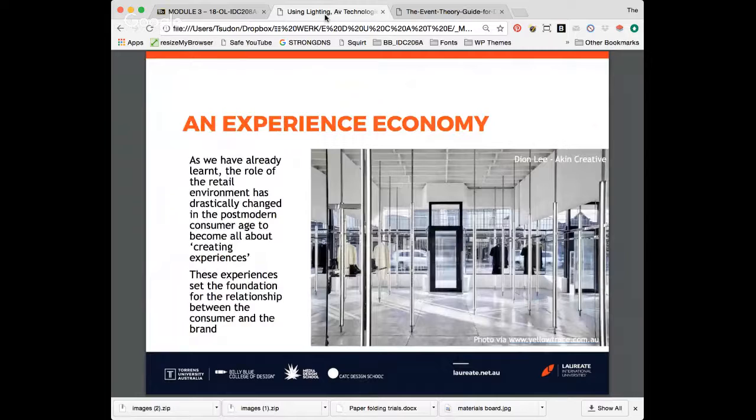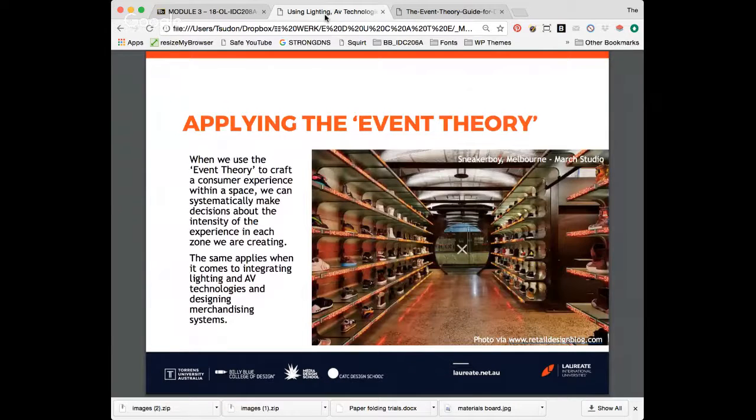So as we've already learned, the role of retail has drastically changed in the postmodern consumer age to be about this experiential driven idea. And these experiences have really set the foundation for the relationship between the consumer and the brand. So when we use this event theory to craft a consumer experience within a space, we can systematically make decisions about the intensity of the experience in each zone that we're creating. And the same applies when it comes to integrating lighting and AV technologies and designing merchandising systems within those zones as well.